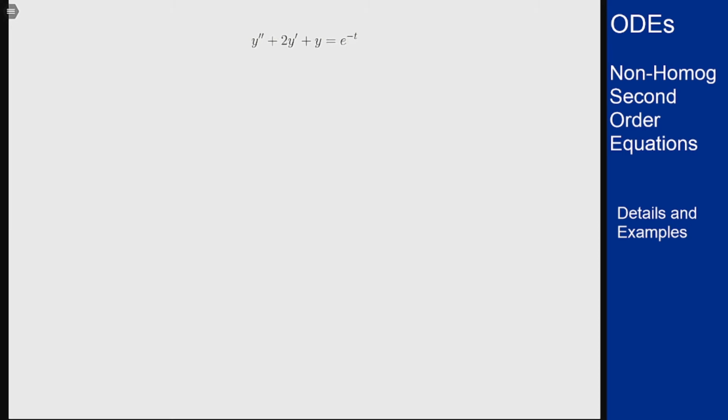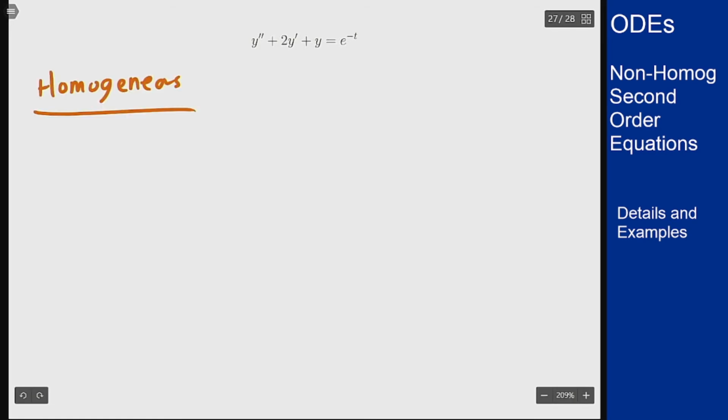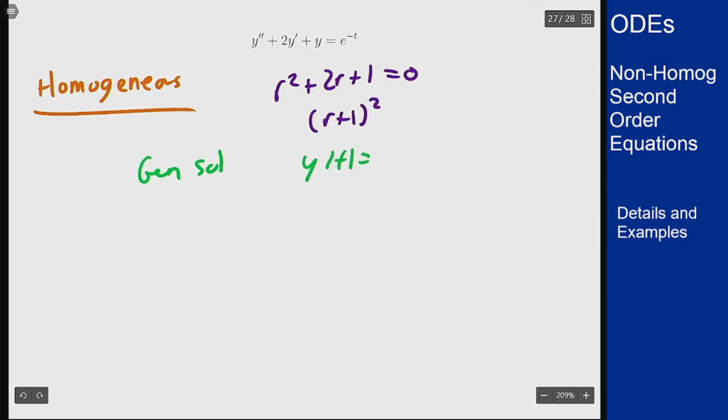For this example, we want to solve the problem y double prime plus 2y prime plus y equals e to the minus t. We can again start by looking at the homogeneous part. And for that, we see a characteristic equation of r squared plus 2r plus 1 equals 0. This is r plus 1 squared, a repeated root. So my general solution here is y of t equals c1 e to the minus t plus c2 t e to the minus t.